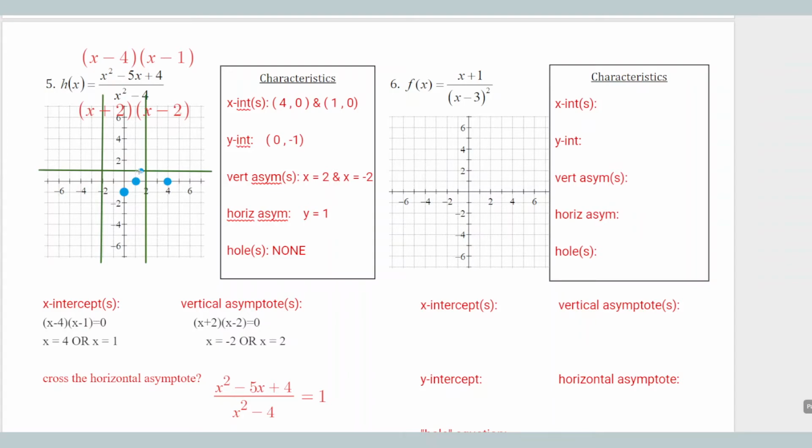Let's do this middle section first, because I have to go down like this, and then since I'm not going back up, there's no more places where I cross the horizontal asymptote, that means I have to be going down as I approach that vertical asymptote of negative 2. Here I must be going back up, because I don't come back down. There's no x-intercept for me to cross through.